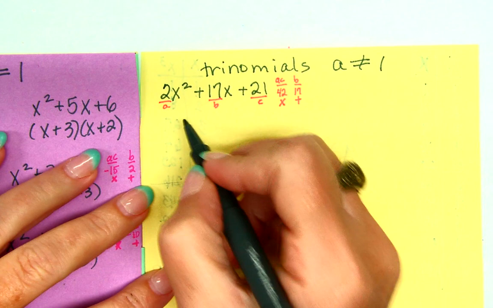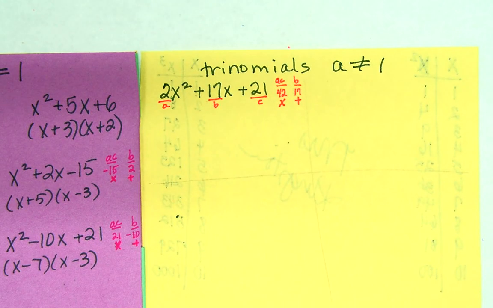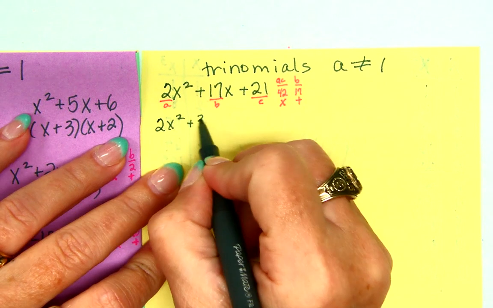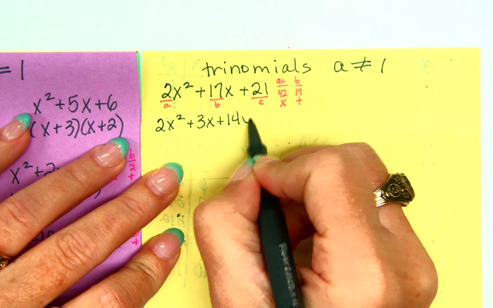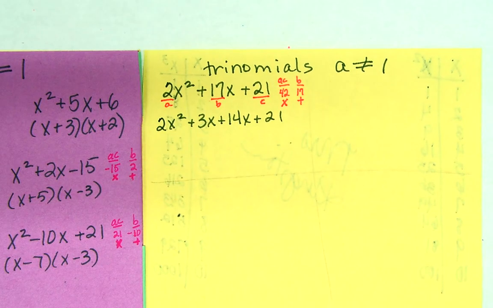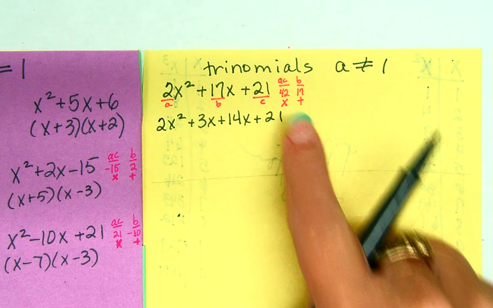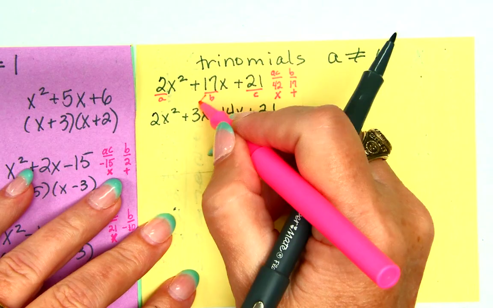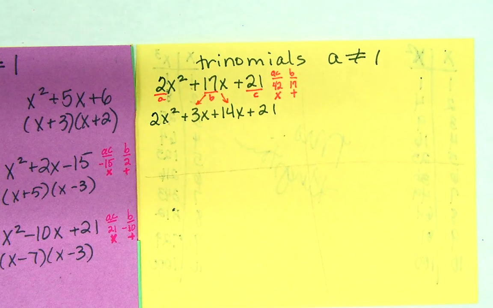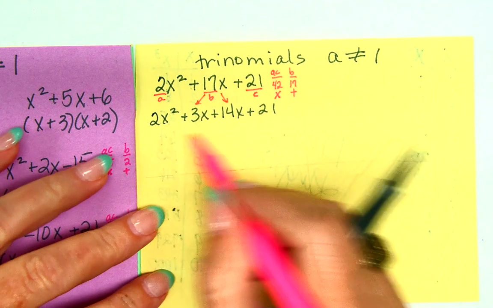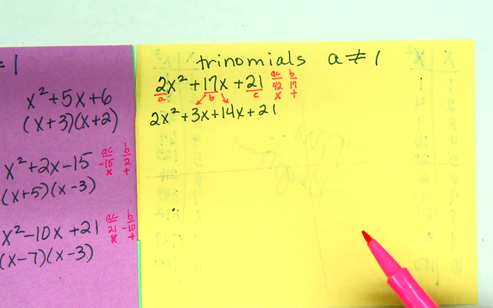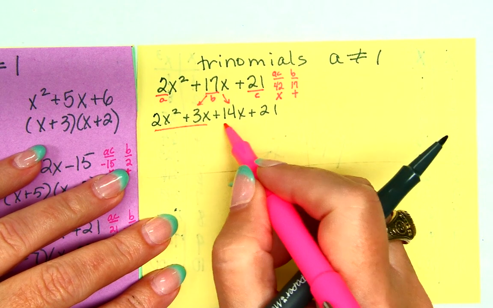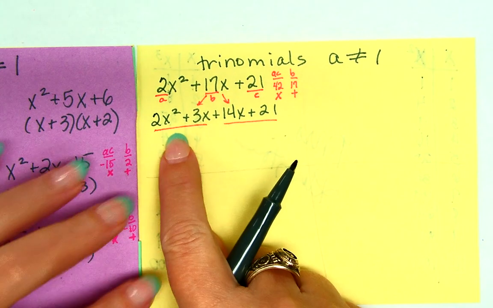Okay, but I know it's 3 and 14, so I'm going to write 2x squared plus 3x plus 14x plus 21. Now, where did I get 3 and 14? Those were the numbers that multiply to be 42 and add to be 17. And I took my middle term and I split it into 2 parts. Remember that? Yeah. Okay. Now how many terms do I have? 4. And how do I factor something with 4 terms? Or how do I try to factor something with 4 terms? With grouping, right? Absolutely.